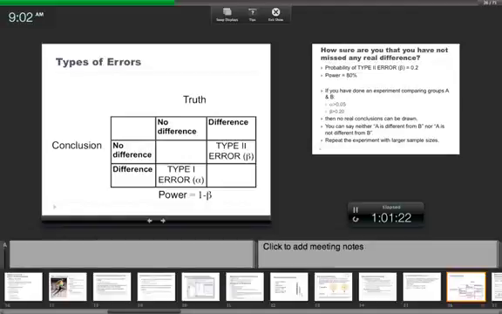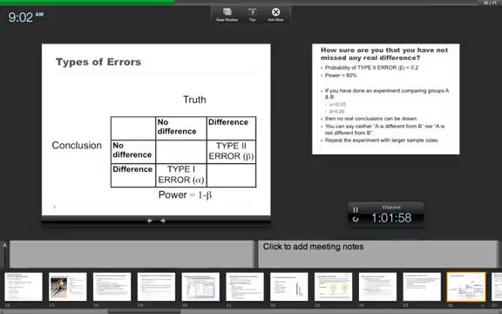And now here I'm going to introduce the concept of a type 2 error. A type 2 error means that, in fact, there is a difference, but your test did not show a difference. This is called the type 2 error. The probability of the occurrence of a type 2 error is called beta. And 1 minus beta is called the power of your test.